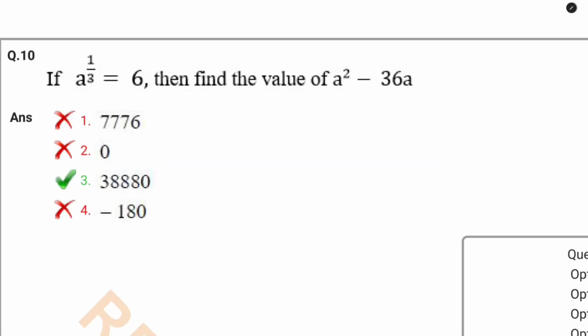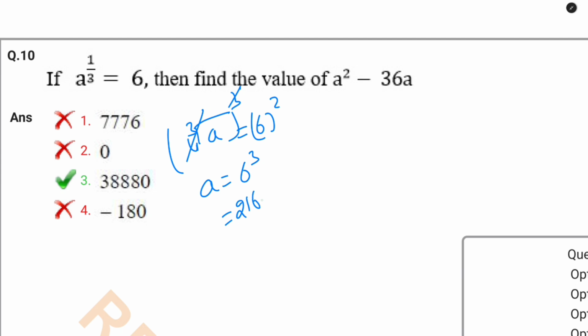If a power 1 by 3, that means cube root of a, is 6. So if we cube both sides, cube and cube root cancel. So a equal to 6 cube, that will be 216. So a square minus 36 into a will be how much? So 216 square minus 36 into 216.